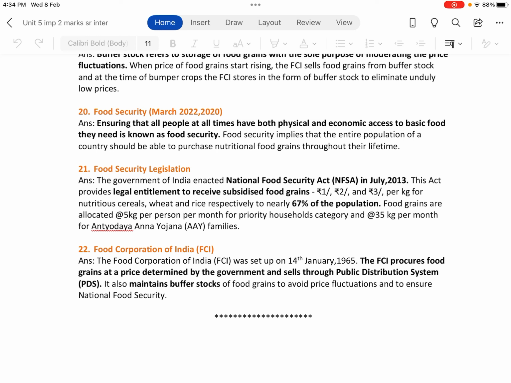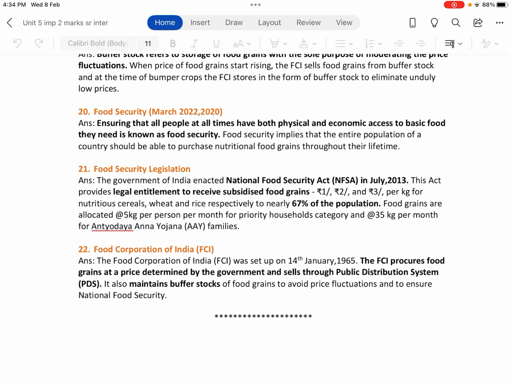Food grains are allocated at 5 kg per person per month for the priority households category, all the below poverty line people, and at 35 kg per month for Antyodaya Anna Yojana, AAY, families. This was the scheme introduced earlier by the government. Whoever was eligible to get food grains based on this AAY, Antyodaya Anna Yojana, those people are also covered under the National Food Security Act.